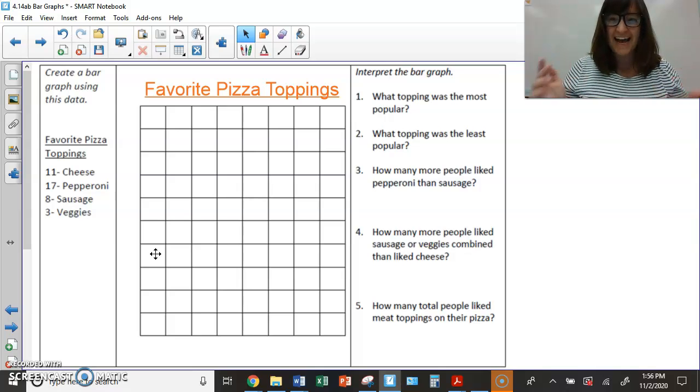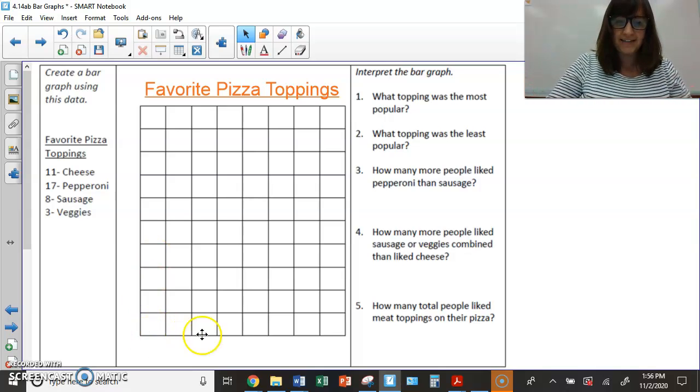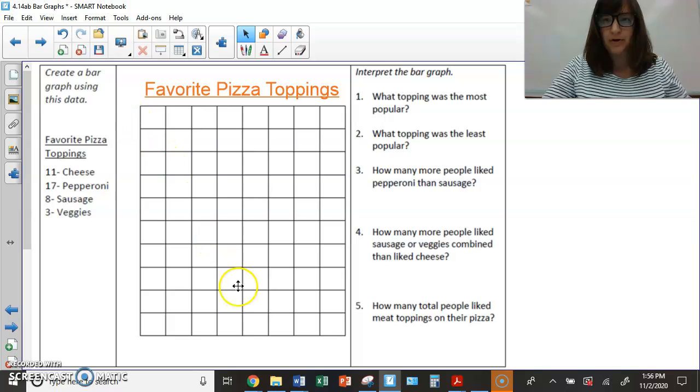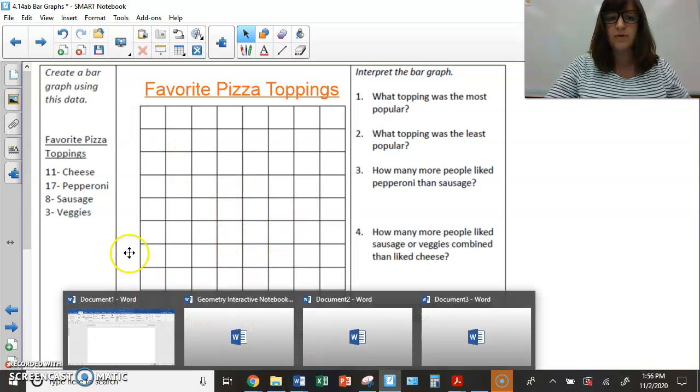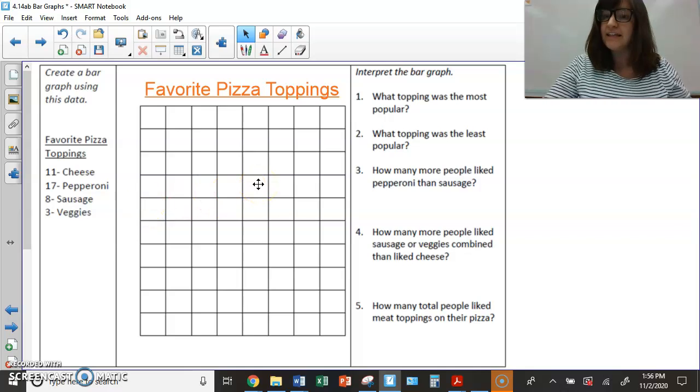and label my axis, my x-axis, which goes across, and my y-axis. So sometimes when you look at a bar graph, you see the bars going up and down. Sometimes you'll see them going side to side. Either way can be correct. For this bar graph, we're going to have the bars going up and down. So that means we need to label each one of these bars.